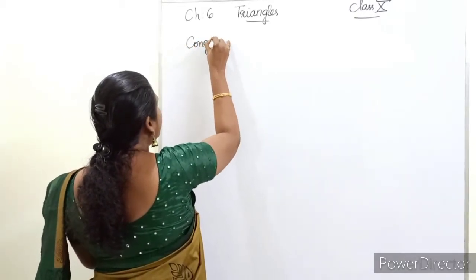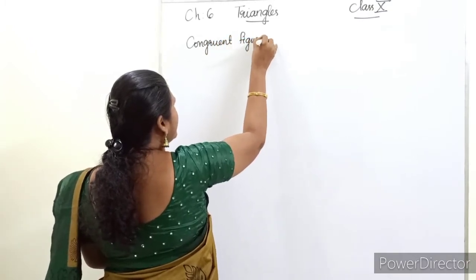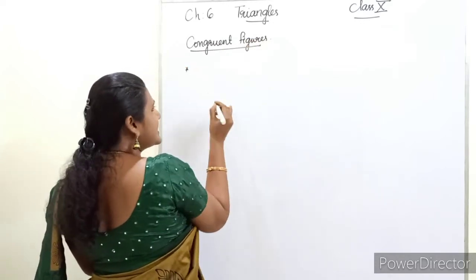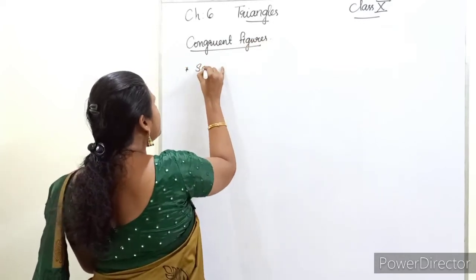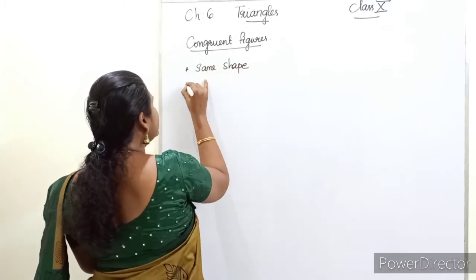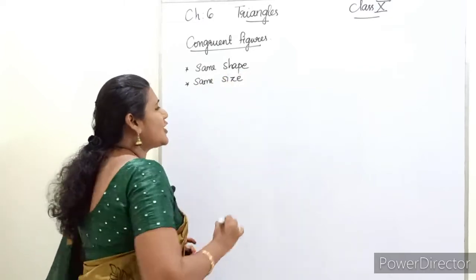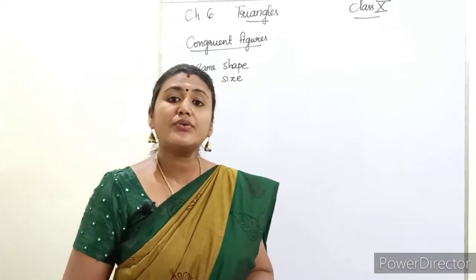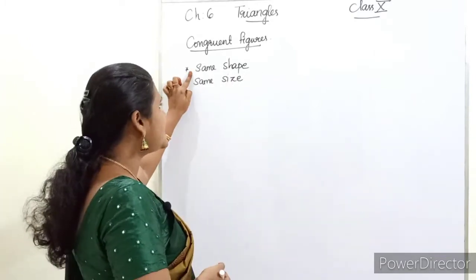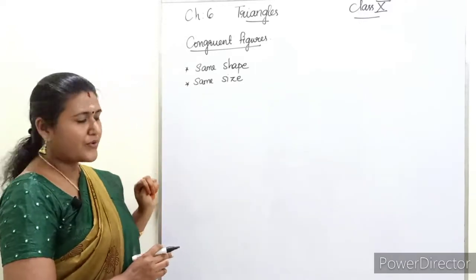What do you mean by congruent figures? Two figures having same shape and same size, then we can call those figures as congruent figures. So two figures having same shape and same size. For example, let us see some examples of congruent figures.